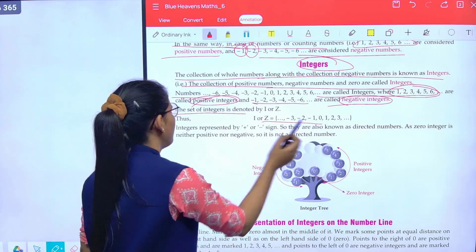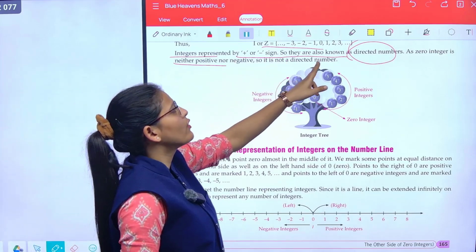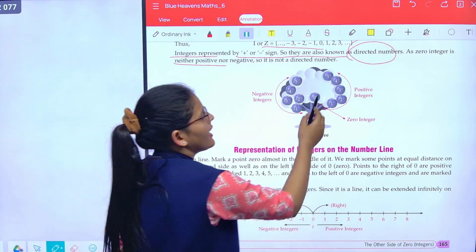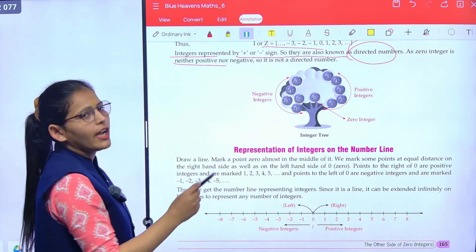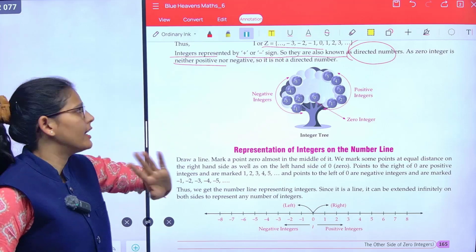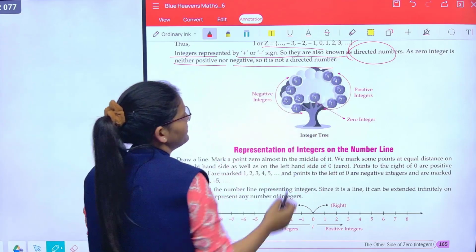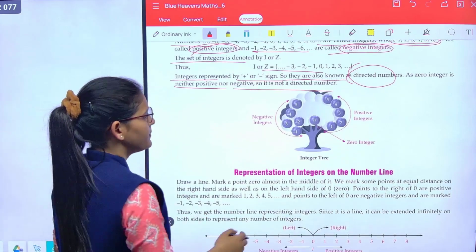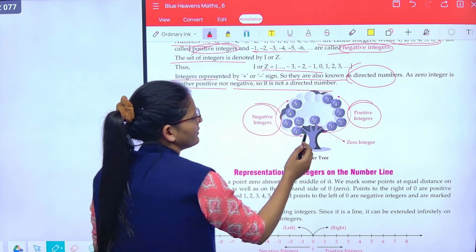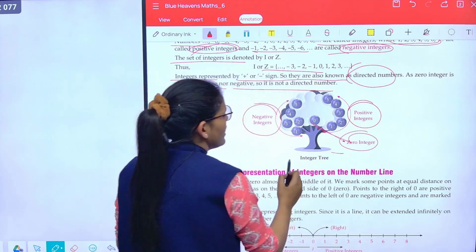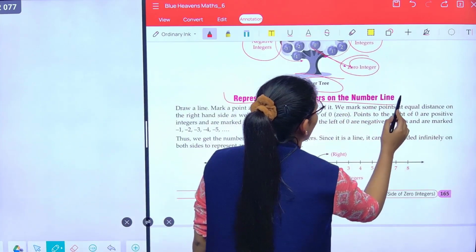Now the set of integers is denoted by Z. You can see here that each is represented by a positive or negative sign. They are also known as directed numbers. The integer zero is neither positive nor negative, so it is not a directed number. See, these are positive integers and negative integers. These are integers.